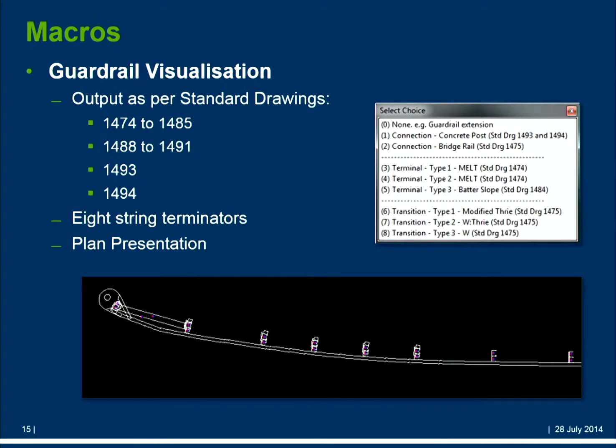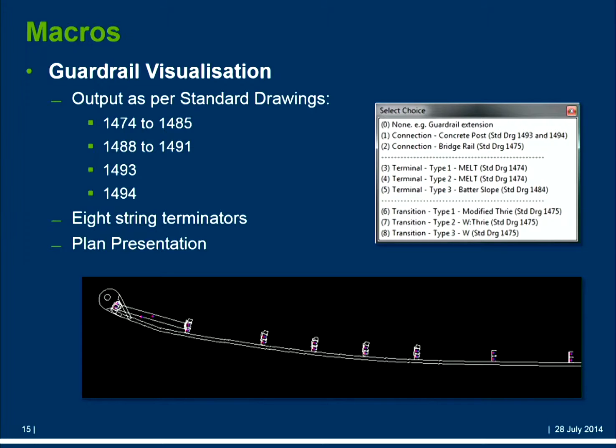On the visualization side, it's all based on, again, more standard drawings. For us, the standard drawings in this 3D modelling are what we refer to as the low-hanging fruit. It's the stuff that's easily defined, it's nailed down, it's in a drawing somewhere. Got about 8 different string terminators for the guardrail strings. Concrete post, bridge rail. There's even a fishtail terminator in there for anything you've got that's old, even though you're not supposed to use them anymore.